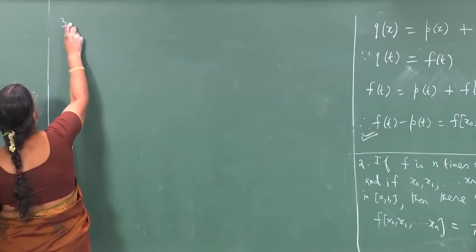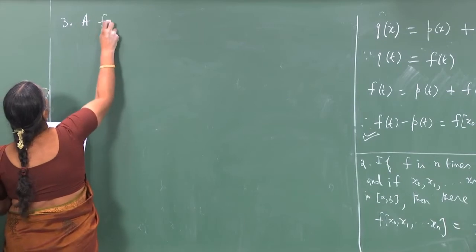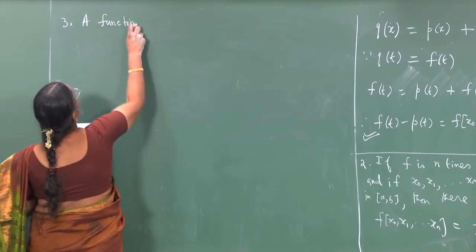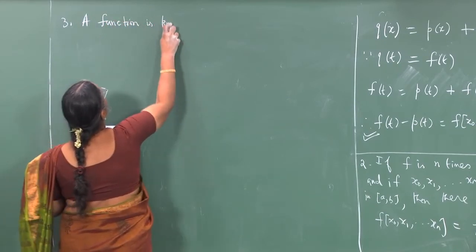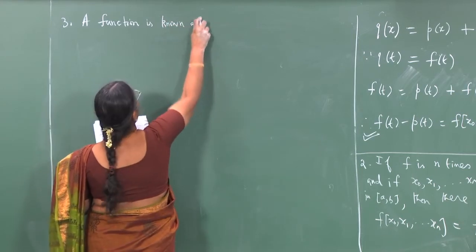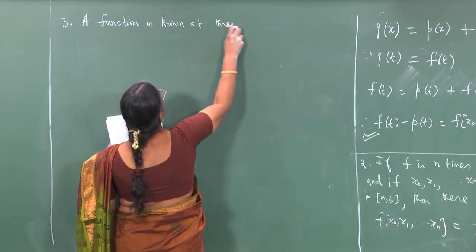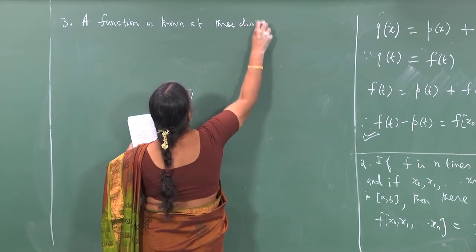So, let us work out the following. A function is known at, say, 3 distinct points.